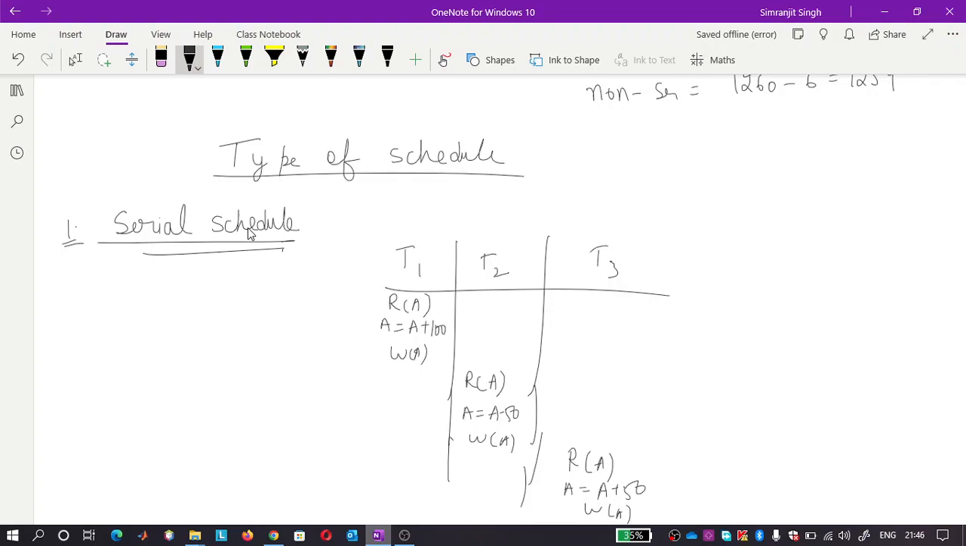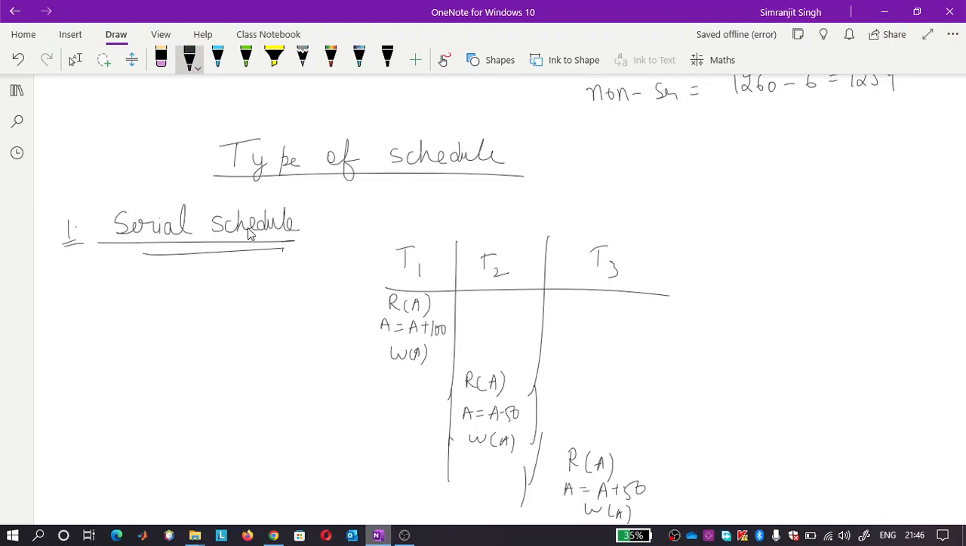Similarly, this can also happen in any order. You can execute T2 first, then T1, and then T3. As you already know, there are 6 ways to arrange the serial schedules. A serial schedule is when there is no interleaving in between. If there is interleaving, that is, before completing the whole transaction you move on to another transaction, that will not be referred to as a serial schedule.